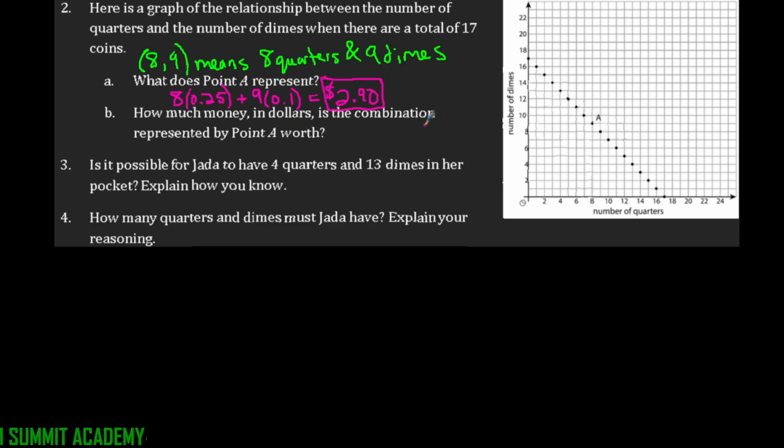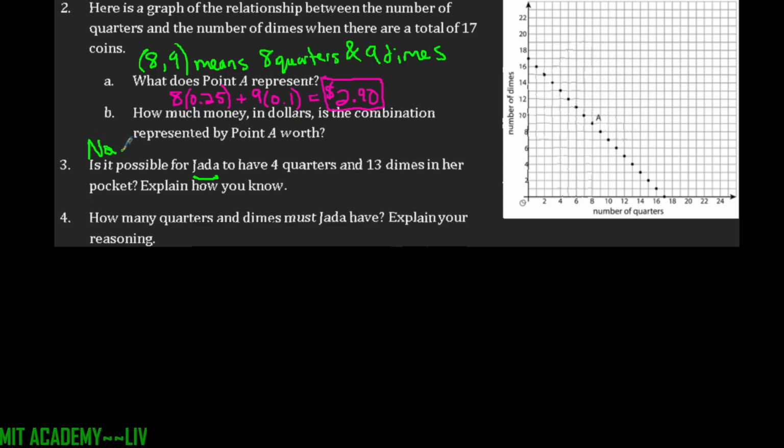So then it says for part 3, is it possible for Jada to have 4 quarters and 13 dimes in her pocket? And we can explain how we know. Well, even though it's tricky, because if I look, it says 4 and I would have 13. So the point is on that line, but we're talking about specifically Jada. So let me switch back to green. So since we're talking about Jada, we have to say no.